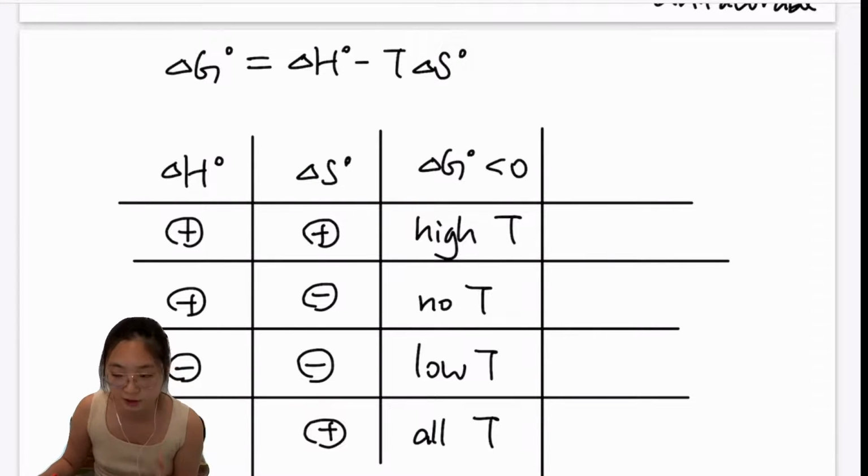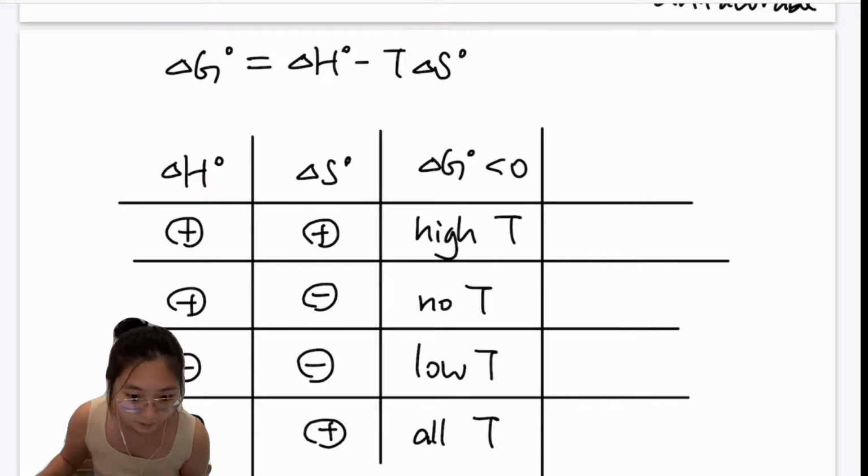Okay, so these are actually very, very important. You will always be tested about this, like at high temperature, at low temperature, in what condition you will get a spontaneous reaction, in what condition you're going to get a non-spontaneous reaction, etc.